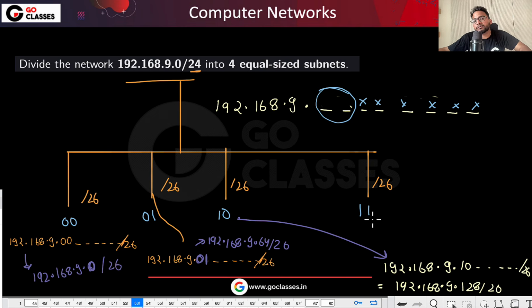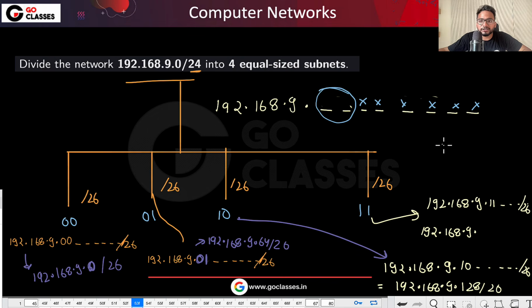And then what will be this? This will be again 192.168.9.11, and then these 6 bits could be anything, /26, which means the network ID will be 192.168.9. This is 128 plus 64, right? How much will it be? 192, right? 192/26. So these are the network IDs. You don't need to write /26 for the network ID, obviously, but yes, this is the network ID.